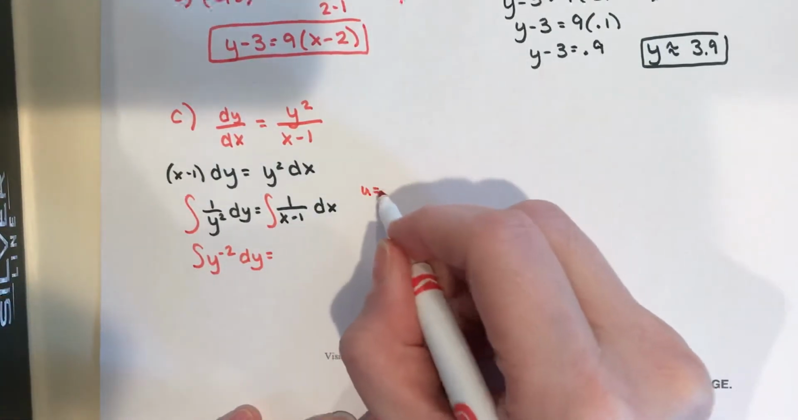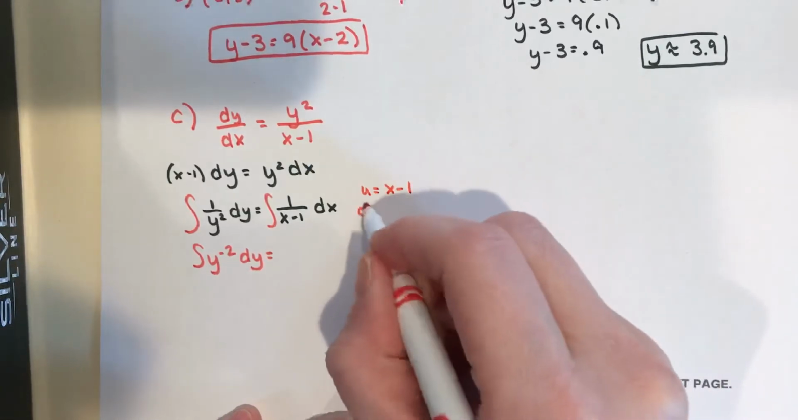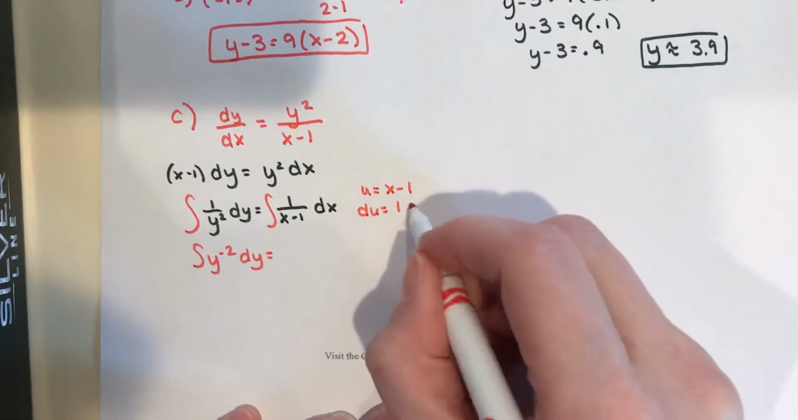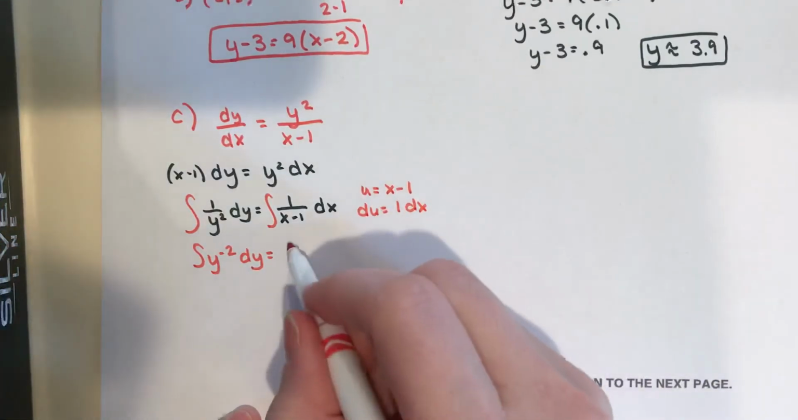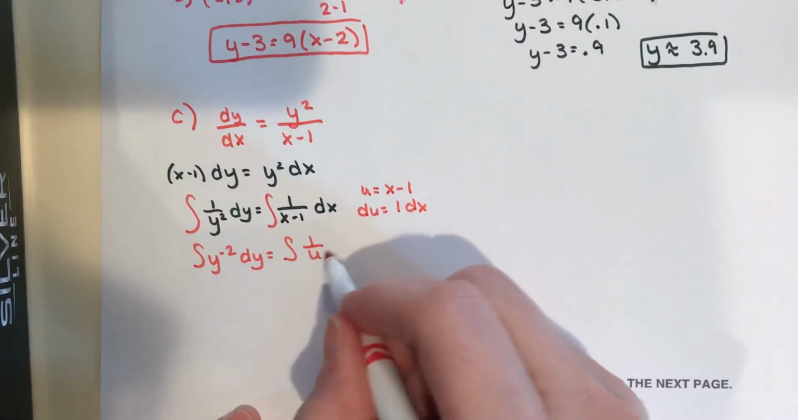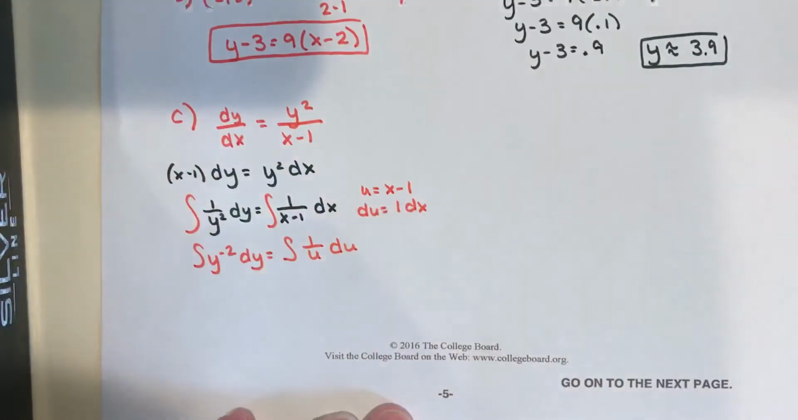substitution, and I'm going to set u equal to the bottom. Du, fortunately for us, is just 1 dx, so I don't have to add anything into the problem. I'm just going to write this as the integral of 1 over u du. So now I'm ready to take my integral.